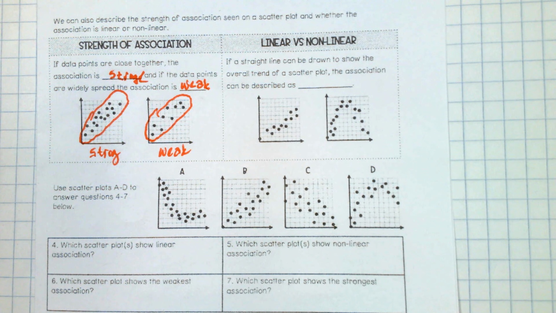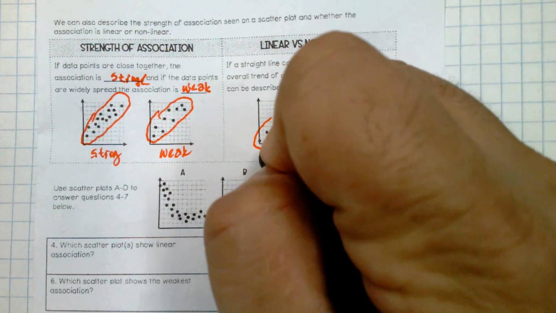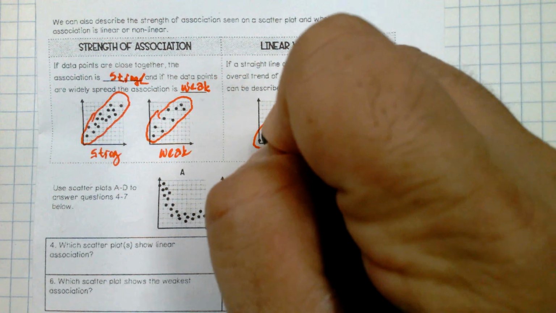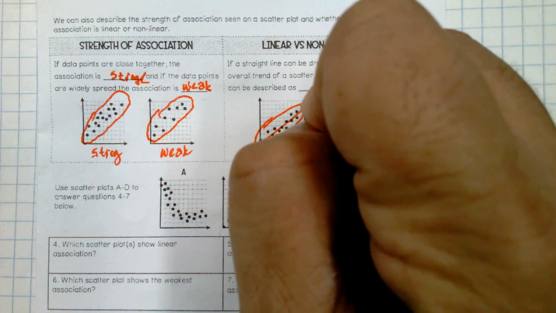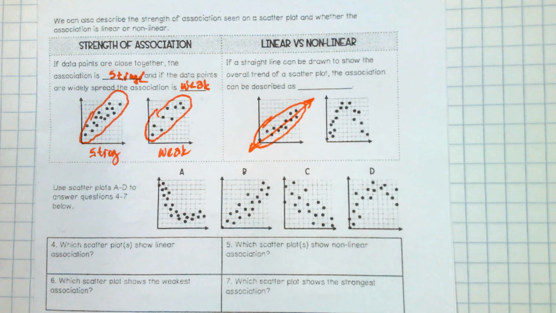All right. Now, the other thing we're going to be doing is checking to see if these points kind of tend to form a line or if they don't. So do you see this one here? How would we describe that? Positive or negative? It's positive. And in general, I could split it in half. And that's what we're going to call the line of best fit.